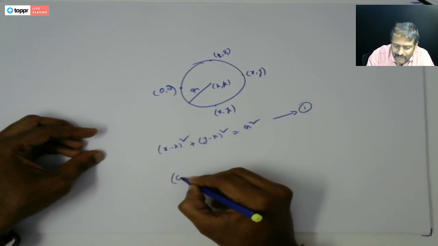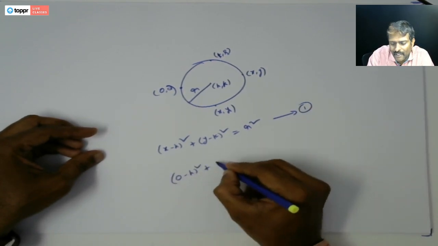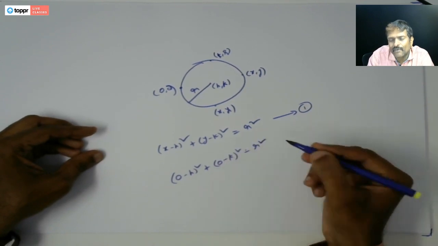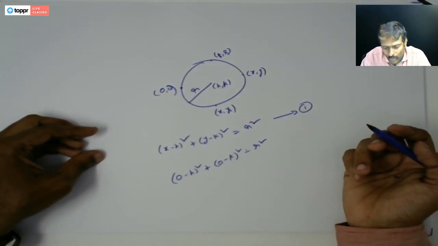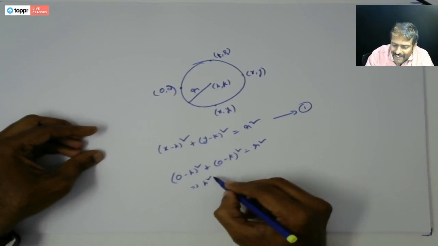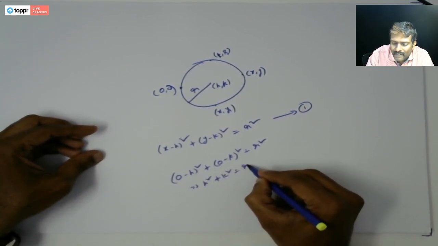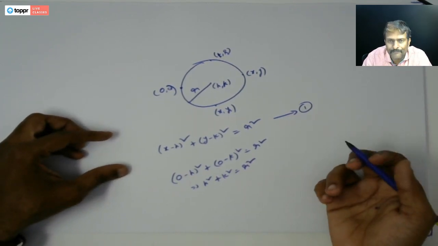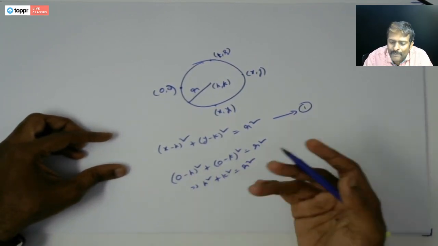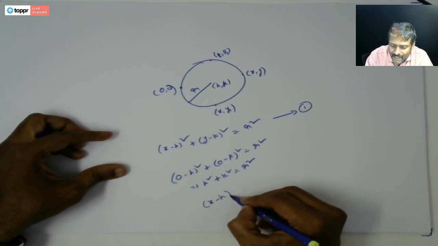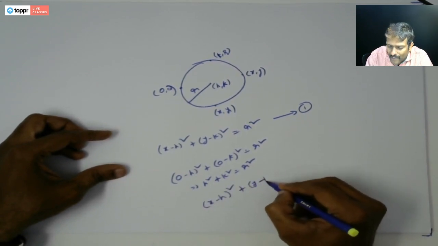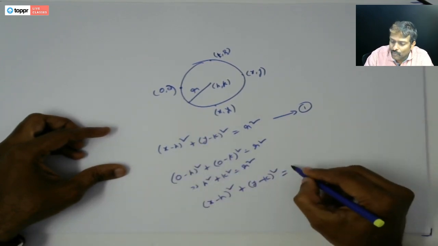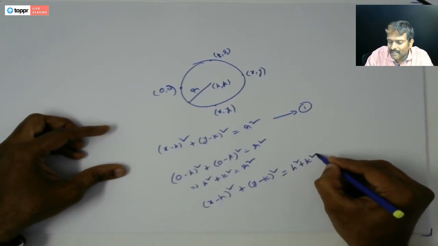So what do we get? 0 minus h whole square plus 0 minus k whole square will be equal to the radius square. In other words, h square plus k square is simply the square of the radius, right? So now what would be our equation now? x minus h whole square plus y minus k whole square will be equal to the radius square, which is nothing but h square plus k square.